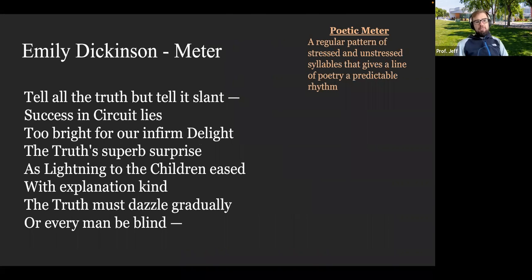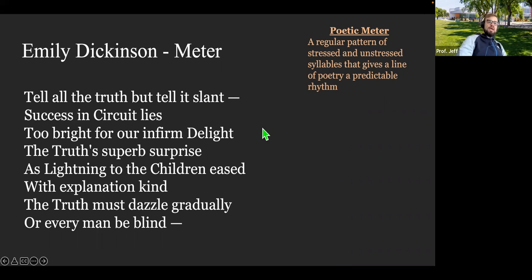So here's an example of how she played with meter. And this is one of her poems. This is the whole poem. And as I say up here, poetic meter, just another note to go along with our Word document that I showed you at the beginning of this lecture. Meter is a regular pattern of stressed and unstressed syllables that gives poetry a predictable rhythm. So here's her poem. She didn't really give her poems titles. The title is usually just the first line of the poem. So this is "Tell All the Truth, But Tell It Slant."